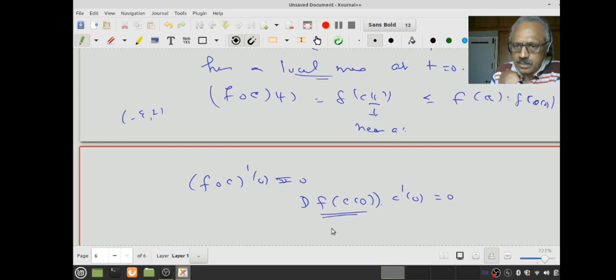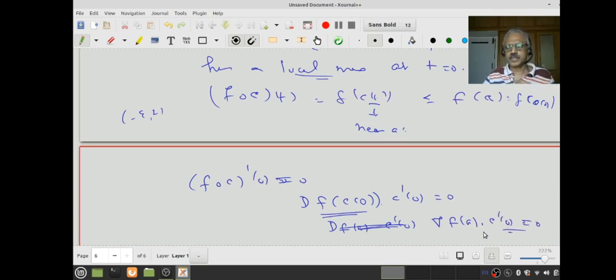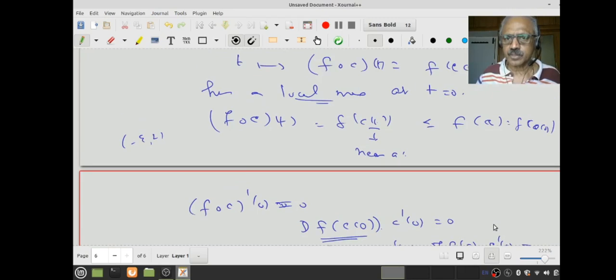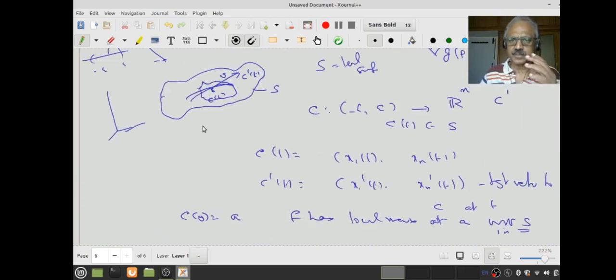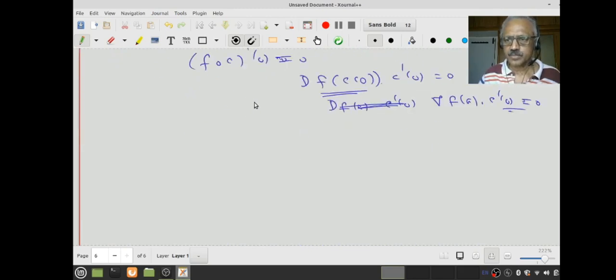This is df at A, and C prime 0. But this we know is given by the gradient of f at A dot product with C prime 0 is 0. But what did we understand about C prime 0? C prime 0 is a tangent vector to the curve, but the curve lies in here, therefore I can think of it as a tangent vector to the surface, to the level surface. Therefore, what does it mean? The gradient of f at A must be perpendicular to that.